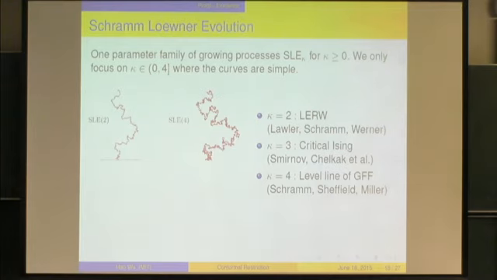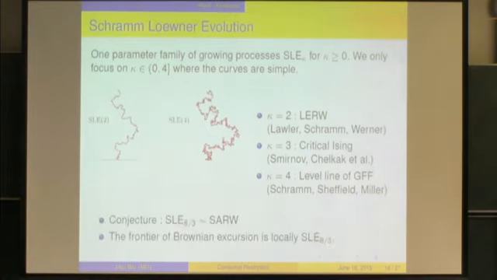As I said before, SLE curves are introduced as the candidates for the scaling limits of the discrete models. Since their introduction, they have already been proved to be the scaling limits in several cases. So SLE2 is the scaling limit of the loop-erased random walk. SLE3 is the scaling limit of the interface of the critical Ising model. SLE4 is the scaling limit of the level line of the discrete Gaussian free field.